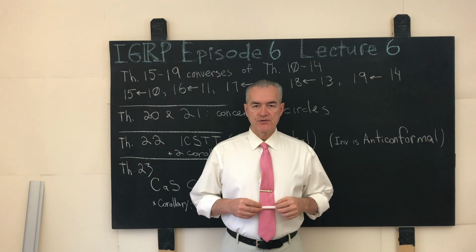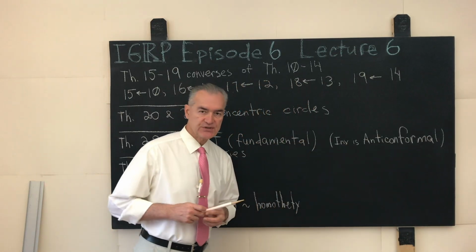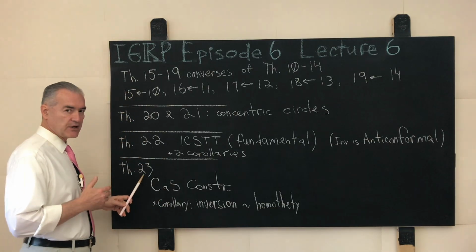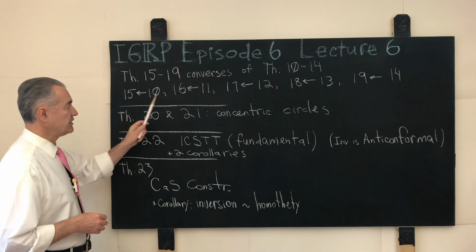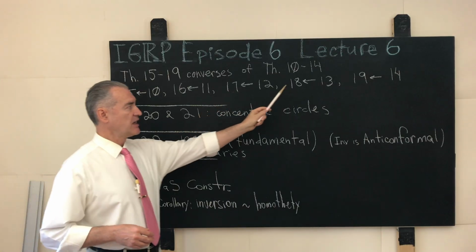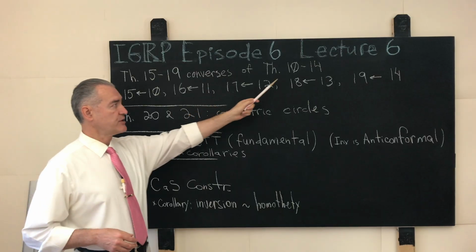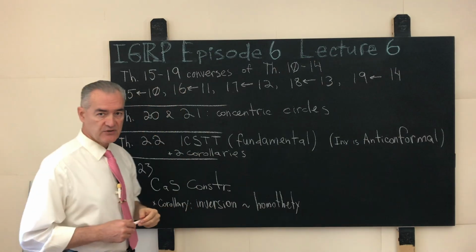Welcome to an elementary synthetic geometry-based introduction to inversion of the real plane with respect to a circle course, episode 6, lecture 6, in which we will cover our next 9 theorems, numbered 15 through 23 in the following manner. First, we will look at theorems number 15, 16, 17, 18, and 19, which are the converses of theorems number 10 through 14, which we proved in the previous lecture.